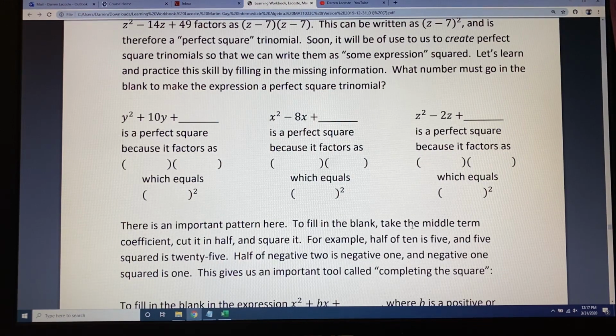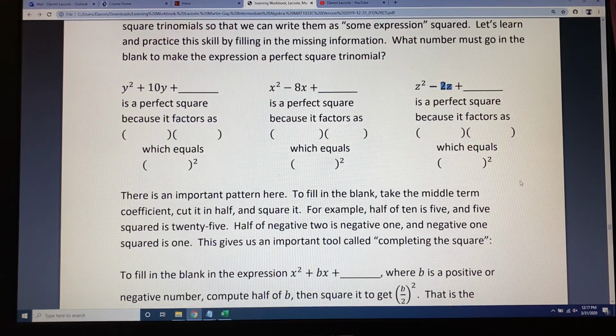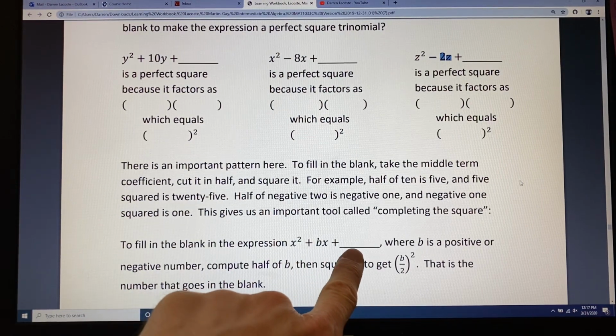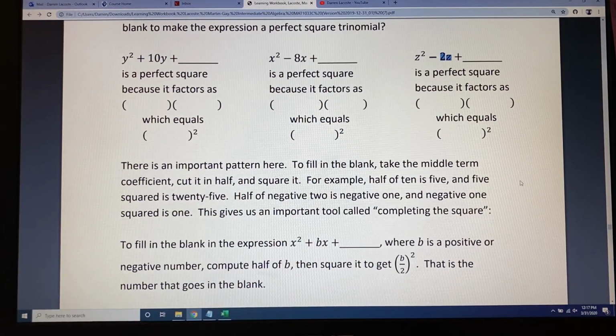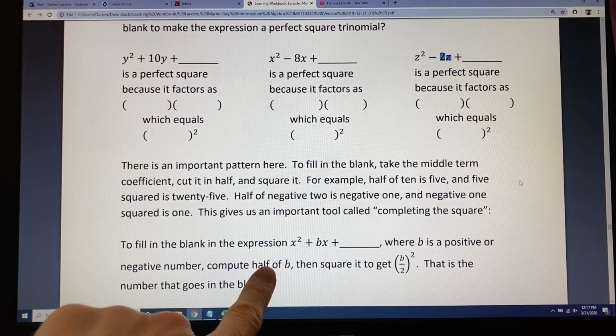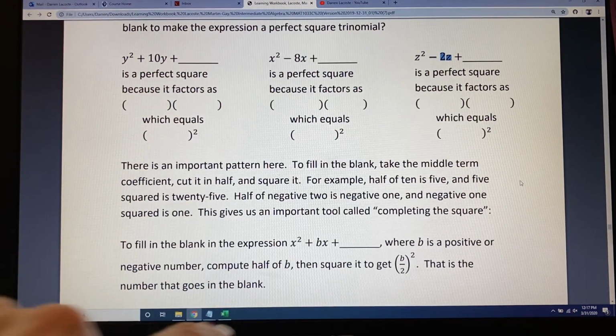This process is called completing the square, and it can be used with any real number as your middle term coefficient, even one that creates a fraction. So let's now put all of this together. To fill in the blank in the expression x squared plus bx plus blank, where b is a positive or negative number, compute half of b, then square the result to get b over 2 in parentheses squared. That is the number that goes in the blank.